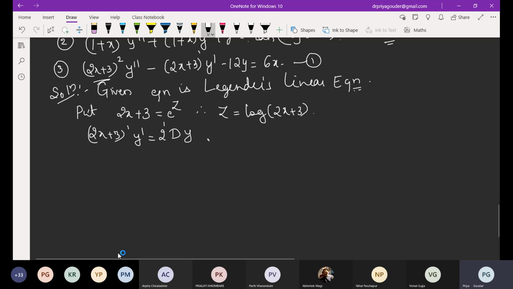Similarly, 2x plus 3 the whole square, y double dash is what? Usual format D into D minus 1 into y. What is extra? 2 raised to 2. Correct? If it is double dash square, you will get 2 square. You have only 2 things, not to worry. Now RHS I'll take. RHS is 6x.